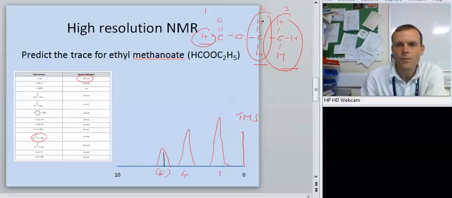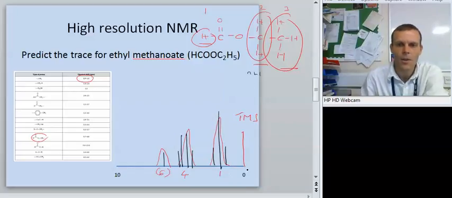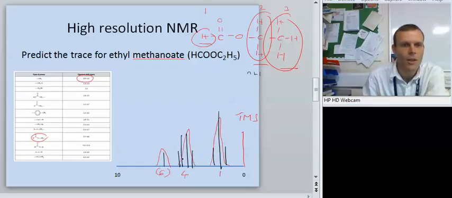This one that's occurring at 4 is next to 3, so we expect it to be, remember, n+1. We would expect it to then split into 4, a quartet. So it looks like that. And then this one, which is adjacent to 2 there, so n+1, 2 plus 1 is 3, we'd expect that one to exist as a triplet. So the high resolution on top looks like that.